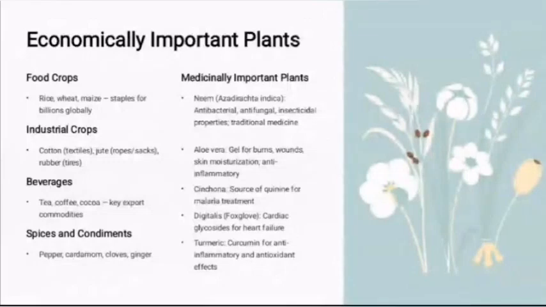Then there is a plant that is used to generate medicine for malaria, the cinchona plant. It gives quinine, which is used in malaria treatment. Then digitalis is a source of cardiac glycosides for heart failure. And then turmeric. Turmeric is used for anti-inflammatory and antioxidant effects. Turmeric is ginger-like. You can cut it and put it in food. It has a yellowish color, just like fried rice.